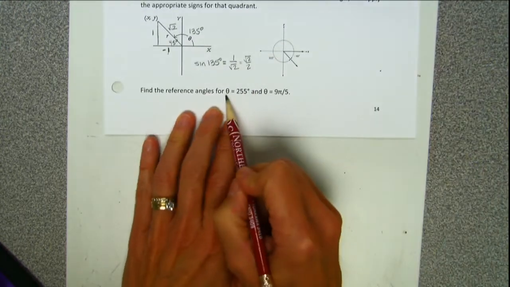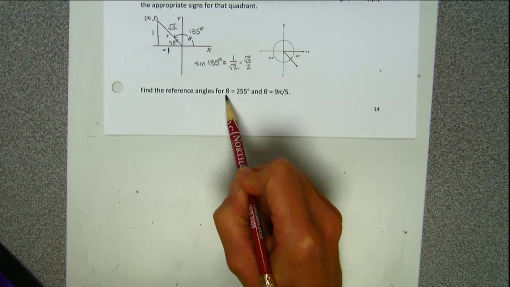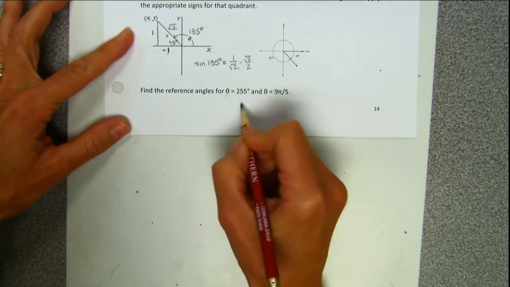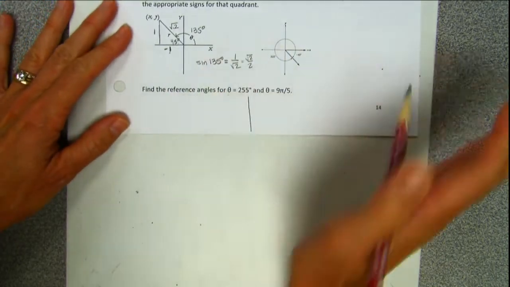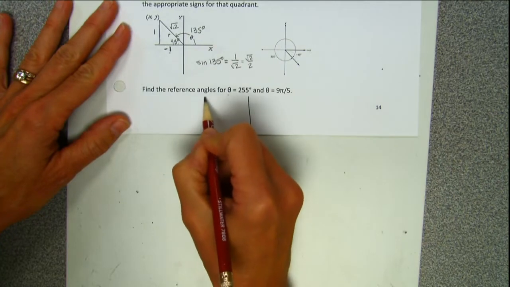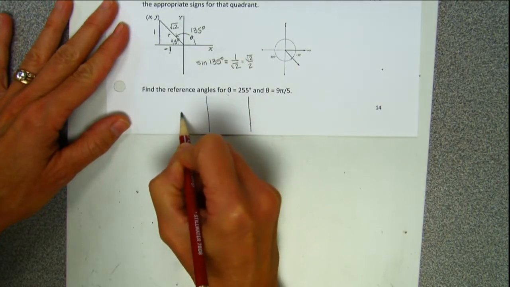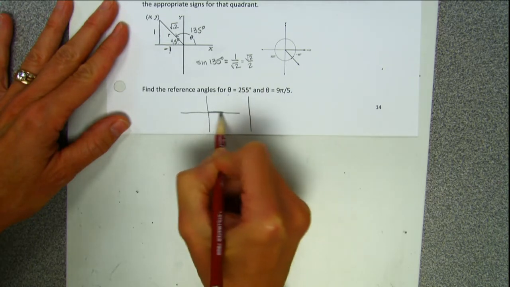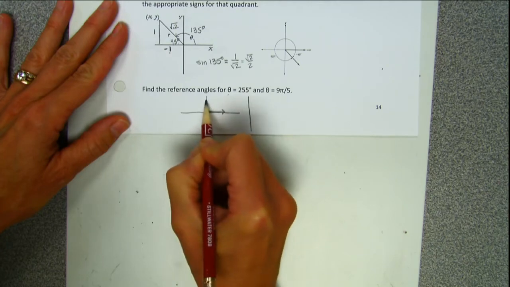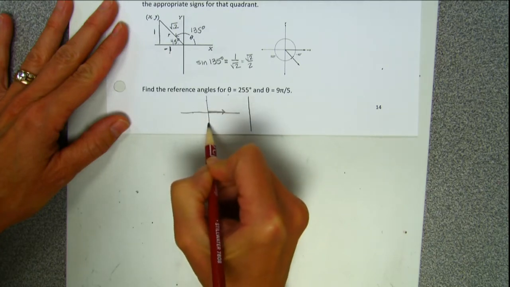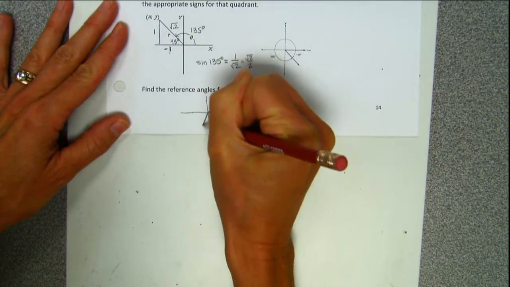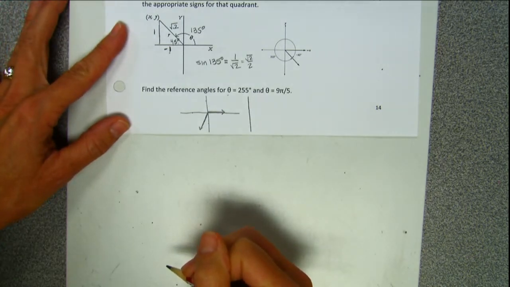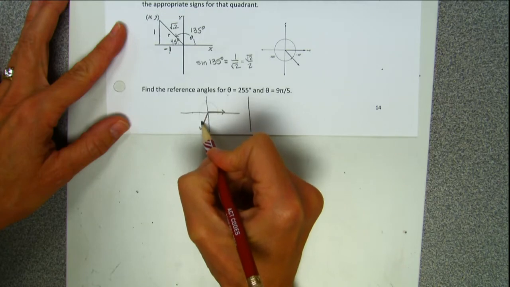So let's go ahead and find the reference angle for a 255 degree angle and for a 9 pi over 5 radian angle. If I wanted a reference angle, 255 degrees is outside of quadrant 1. With my initial ray here, 90, 180, 270, ooh, that's too big. But isn't it going to be somewhere down here? This is the angle that we're talking about. This big giant angle.